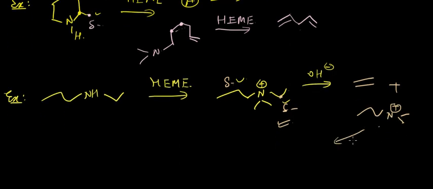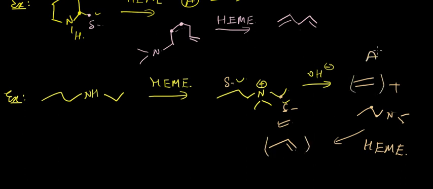Okay, now you again pass OH minus to it. Oh, this would not be a positive charge anymore. Again reacted with HEME, what will we be getting? We'll be getting surely this time a double bond between this and this carbon. Okay, so these are the two products. This would be the A product, this would be the B product.